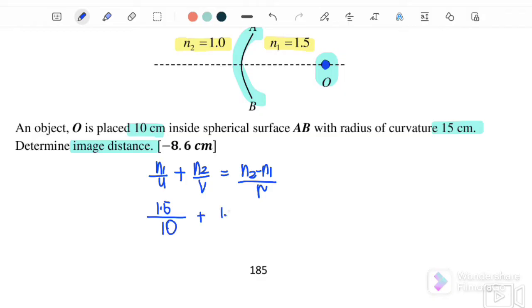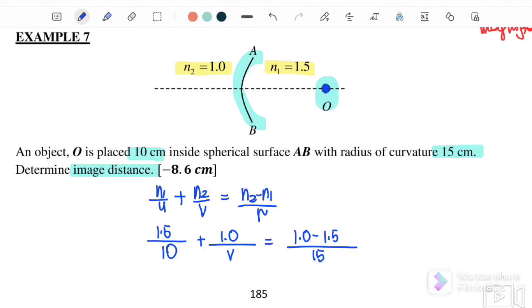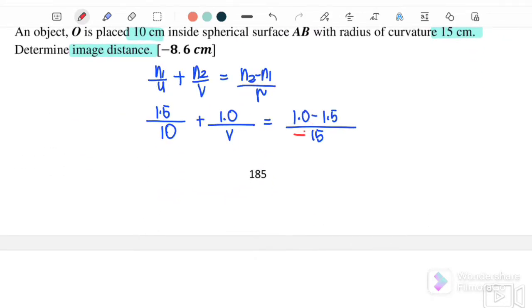Okay, n2 is the air, v we don't know. So n2 is 1 minus 1.5 over the radius, which is 15 cm. Again, when we view from right to left, the surface here is actually a concave surface. Therefore, here we must substitute negative, to indicate that this is a concave surface. So the final answer that we will get for the image form is v equals negative 8.6 cm.